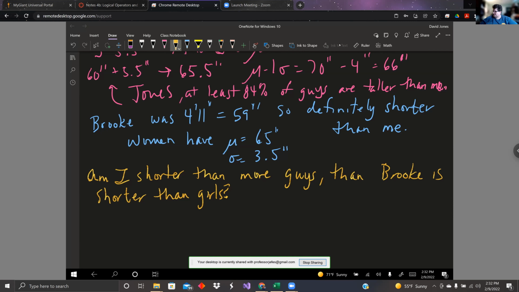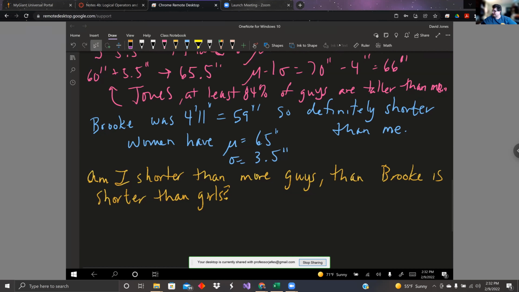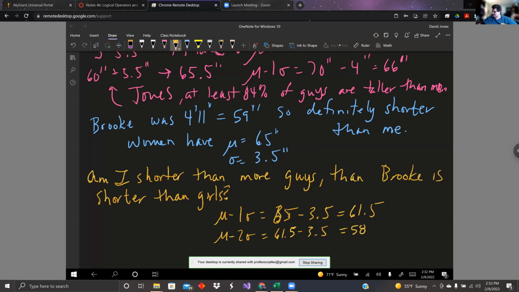So we could try to do the same analysis with Brooke and do this subtracting thing. 65 minus 3.5 is 61.5. And if I try to subtract another 3.5, 61.5 minus 3.5, I'm down to 58. So Brooke is also between -1 and -2. So she's between -1 and -2, and so am I.